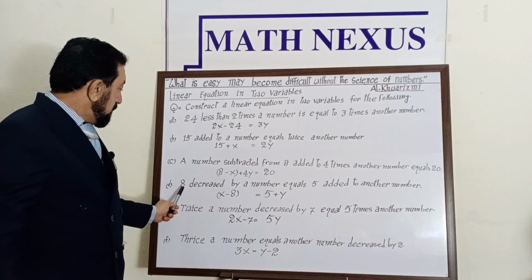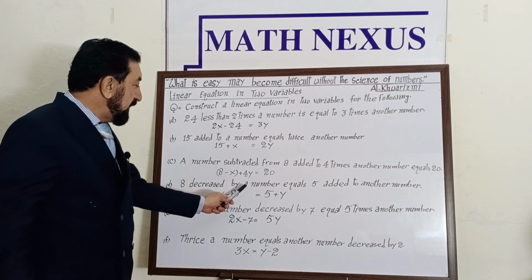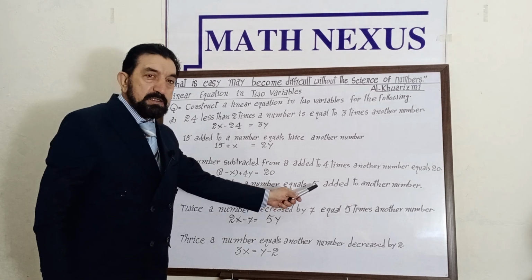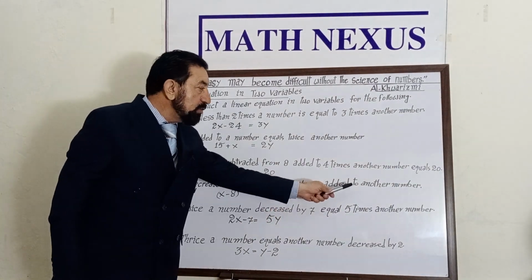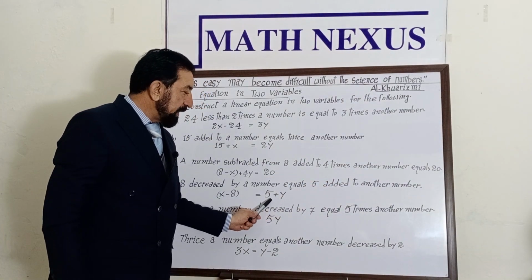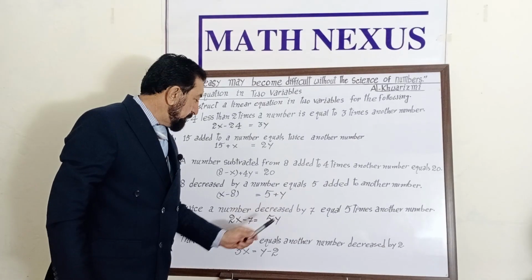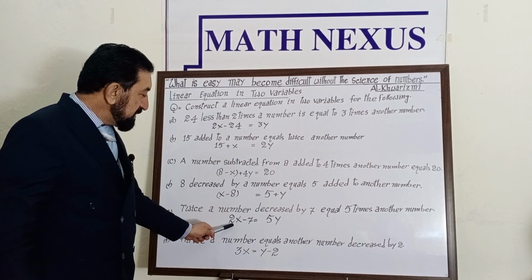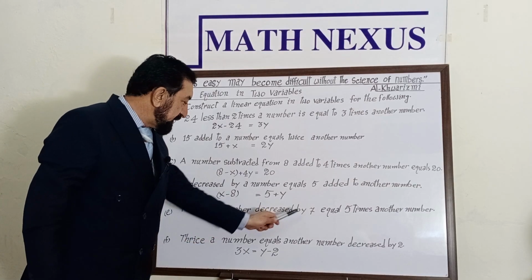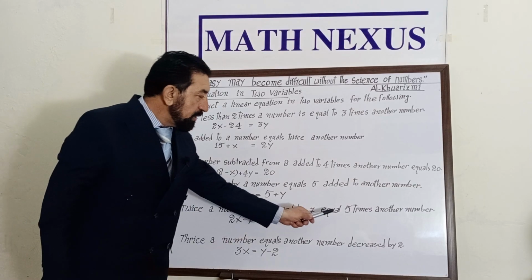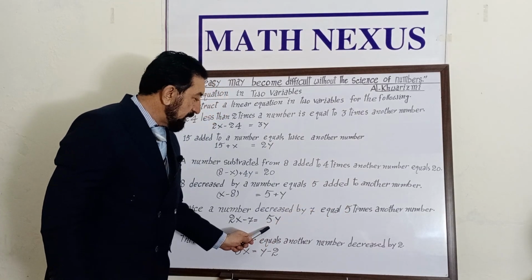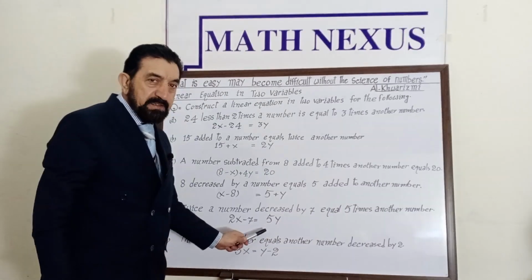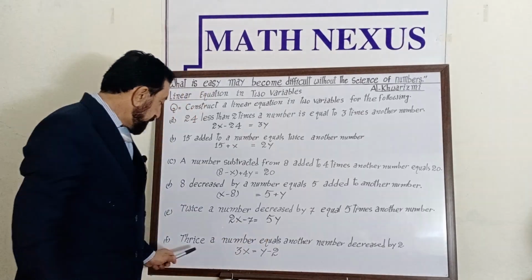Question D. 8 decreased by a number equals 5 added to another number. E. Twice a number decreased by 7 equals 5 times another number. We can write 2x minus 7 equal to 5.